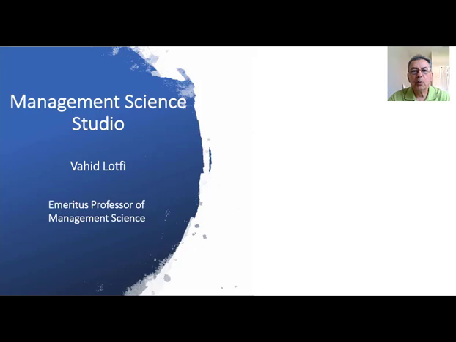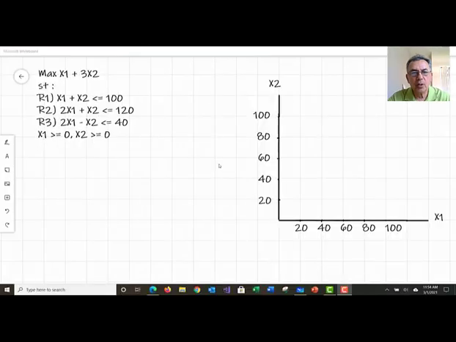Alright, the problem we want to solve, as you can see on the whiteboard, is maximize x1 plus 3x2 subject to the first constraint, x1 plus x2 less than or equal to 100, 2x1 plus x2 less than or equal to 120, 2x1 minus x2 less than or equal to 40, and the non-negativity constraints. We start by plotting one line at a time and then identifying which side of that line constitutes the feasible region. In order to do that, we take one equation at a time.